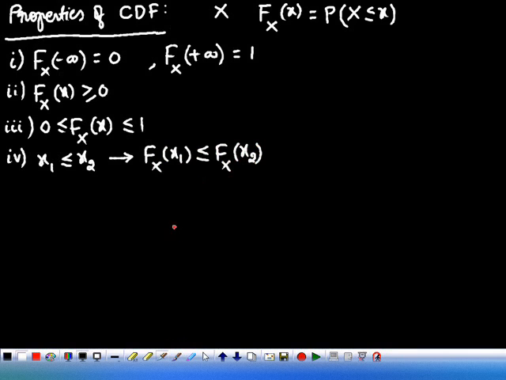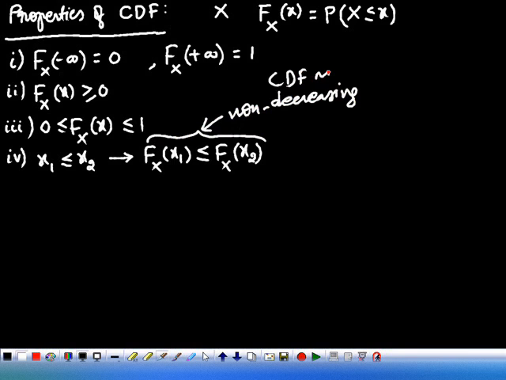So this particular property indicates that the cumulative distribution function is a non-decreasing function. The significance of this property, that is this condition, indicates a non-decreasing function. That is, CDF is a non-decreasing function of x. Understood?